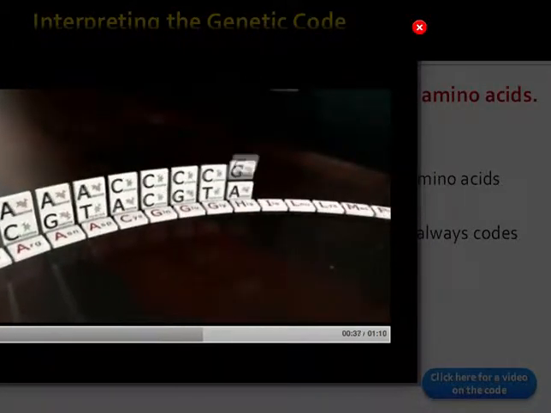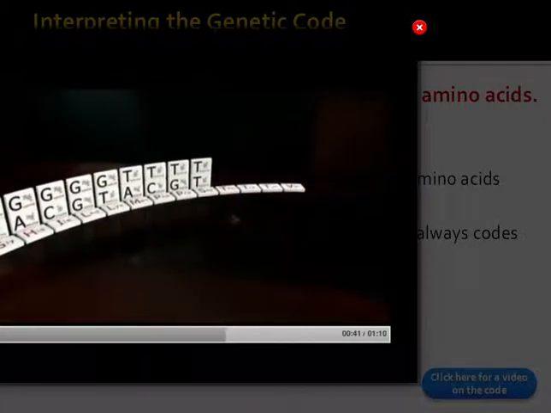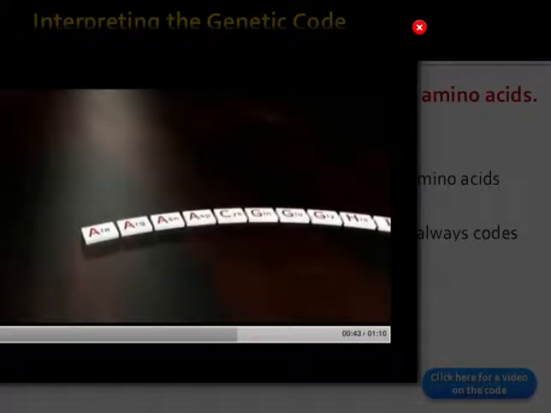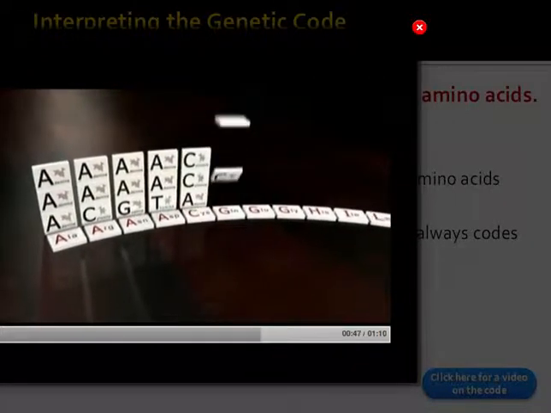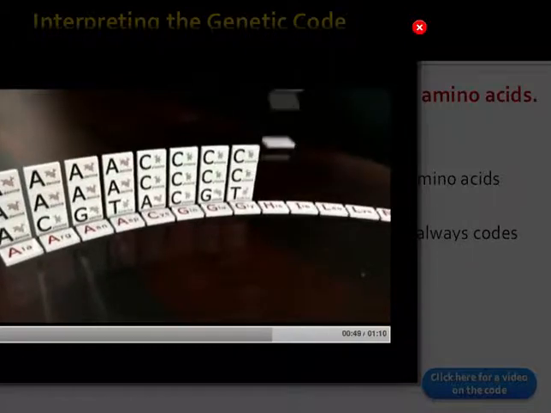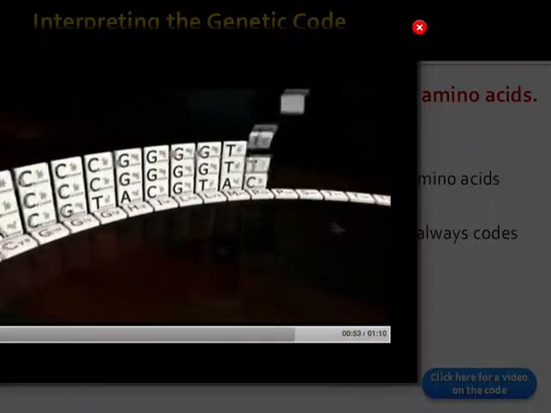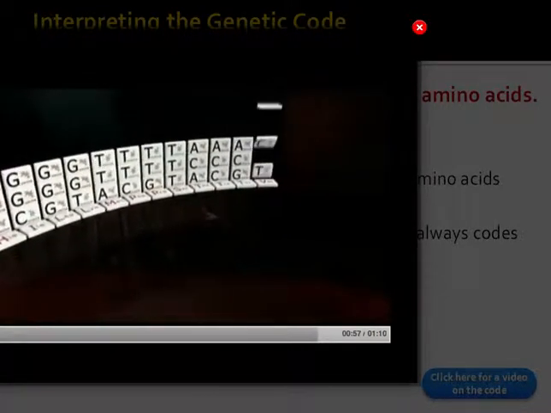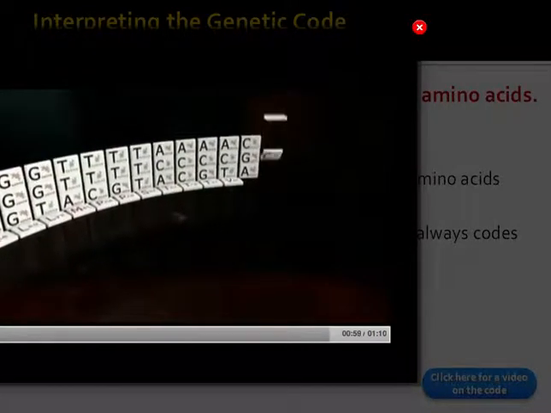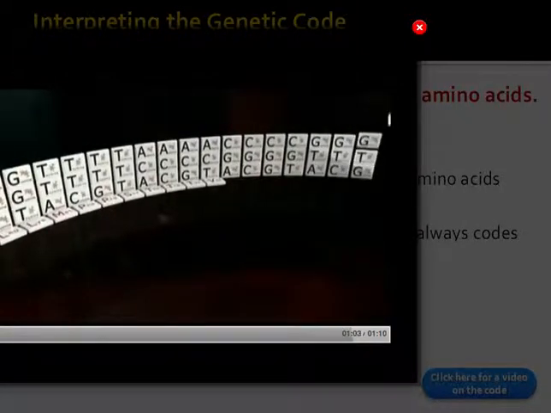2 letters in every possible combination could code for up to 16 amino acids. Still not enough. But 3 DNA letters provide more than enough combinations to code for all 20 amino acids. So 3 was the answer. It was a triplet code.